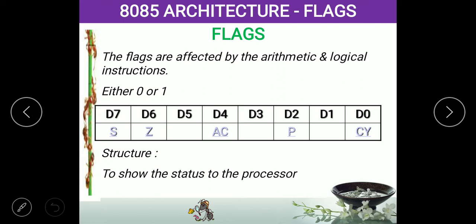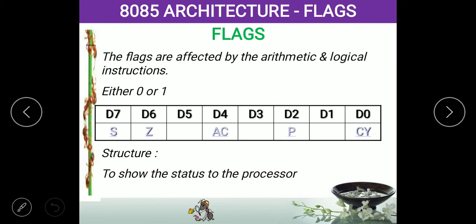The next thing is the auxiliary carry flag. Auxiliary carry will have a carry after addition or any arithmetic operations. Next is the parity flag. The parity flag tells the processor or the user whether the data obtained is an odd number or an even number. Sometimes it is used to do some cross checking also.